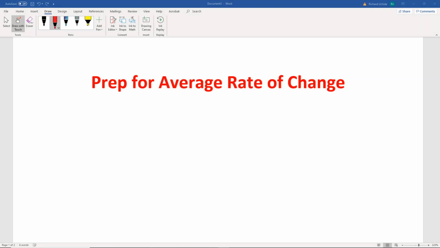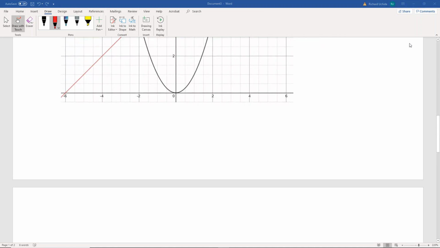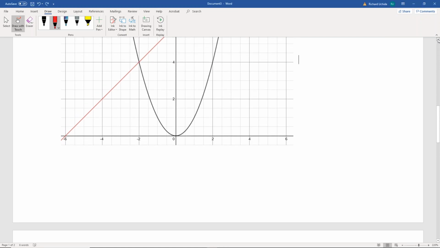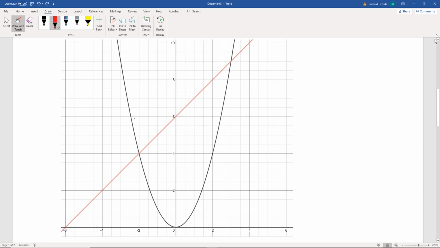This video will help prepare you for the topic of the average rate of change of a function. Now let's first have a little preview of what they meant by the average rate of change of a function. So let's say we had the function f of x equals x squared, which in this case is the graph in black, the parabola-shaped or U-shaped function.